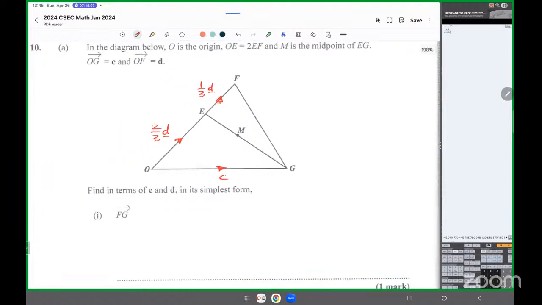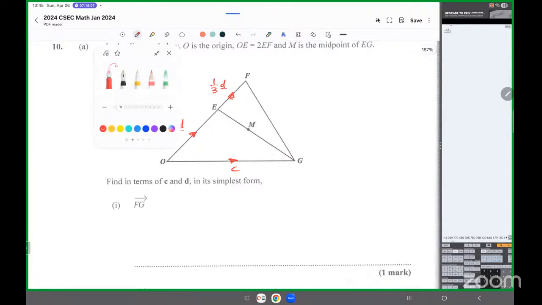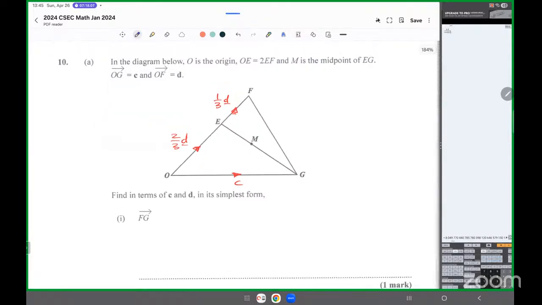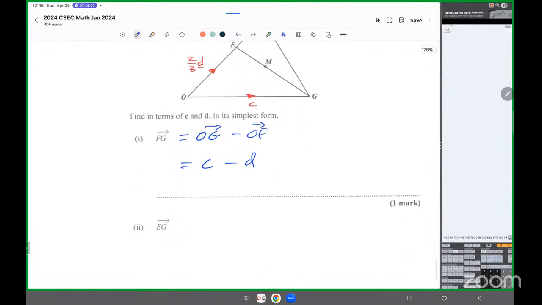That's what you want. Question says, find the vector FG. That's this vector down here. FG is easy because you have the two position vectors, the position vector of G and F. So it simply becomes OG minus OF. O times the last minus O times the first. So OG is C minus the OF is D. That's it. So you know this vector along this side. That's FG.